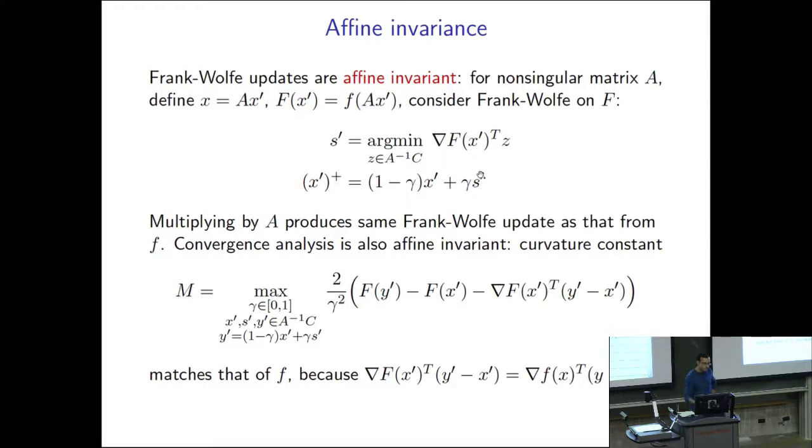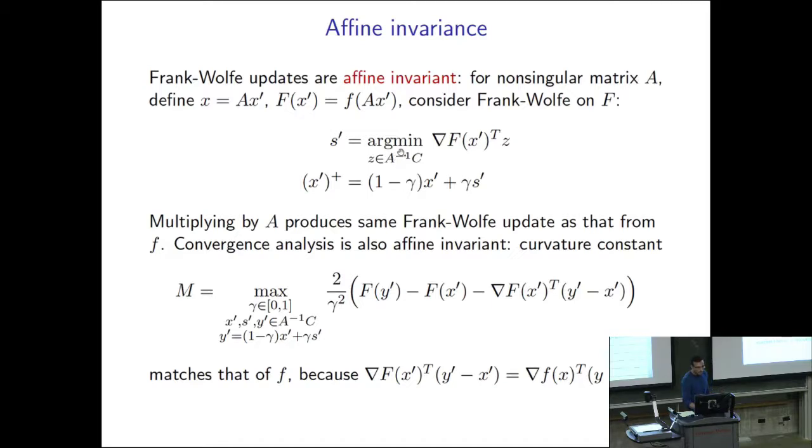minimizing a linear approximation. So let's suppose that I change my coordinates, and I define, let's say, x to be A times x prime, and f of x prime to be f of A x prime. So this used to be f of x, now it's f of A x prime. And I'm going to consider running Frank-Wolfe on this function f, which operates in a different space, x prime, versus what I would have done if I ran Frank-Wolfe on little f, which operated on x.